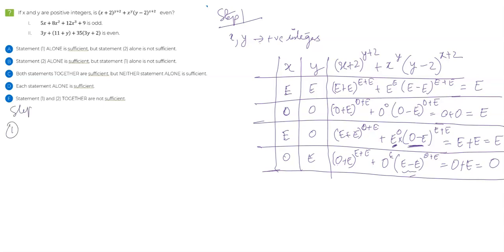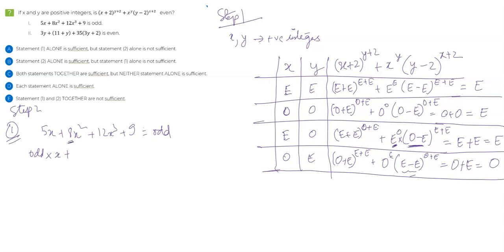Okay, let's go to the second step and look at statement 1. Statement 1 is 5x plus 8x square plus 12x cube plus 9 is odd. So let me write it like this, is equal to odd. Now I don't know what 5 is, but I can write 5 as odd. I don't know what x is, but I know what 5 is, so I'll write odd times x.